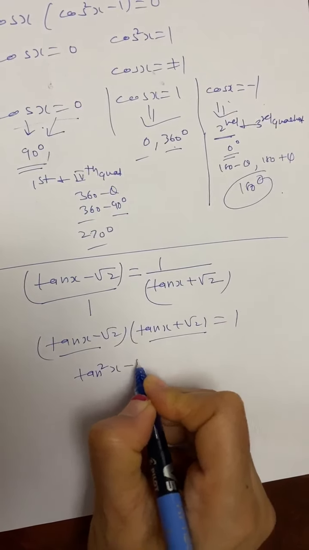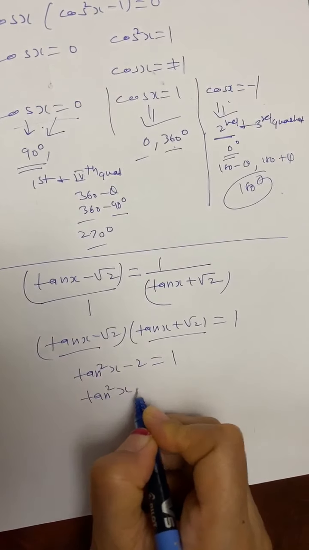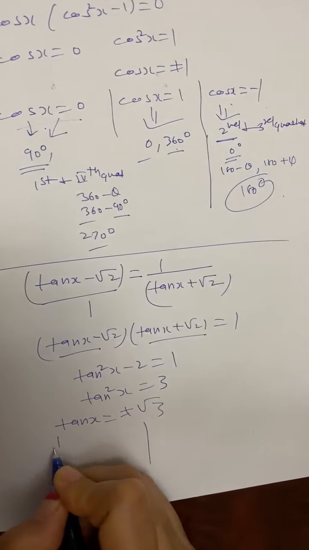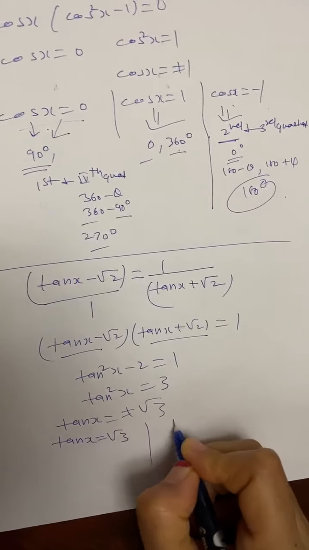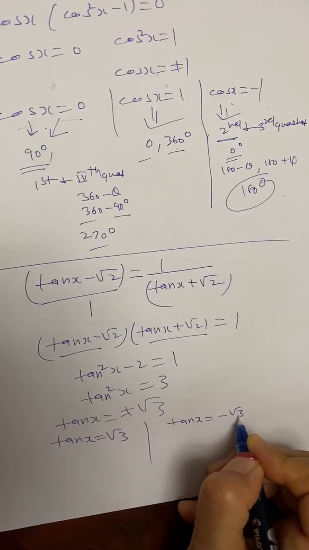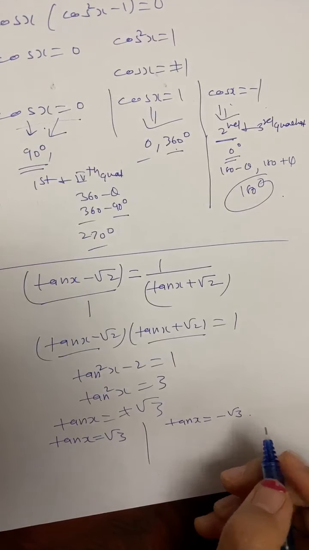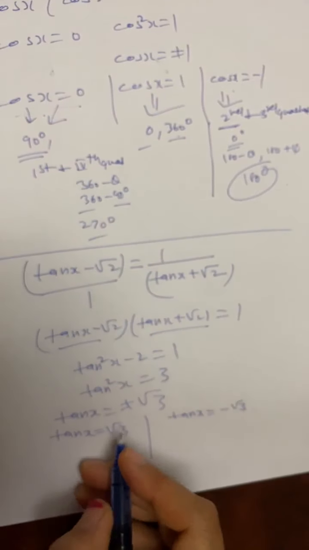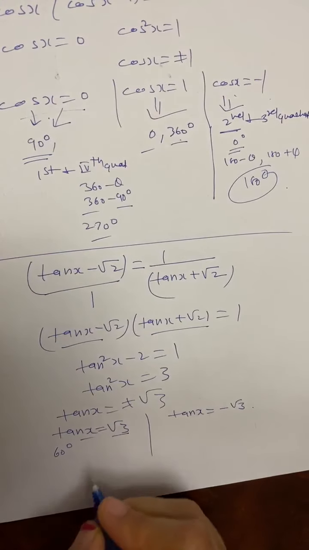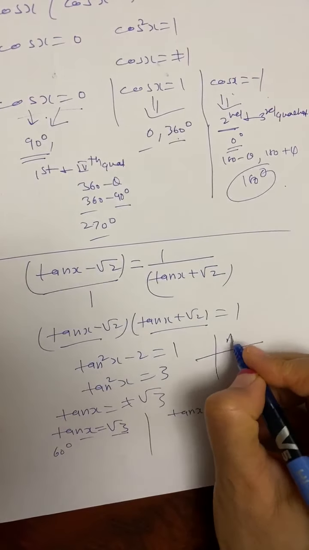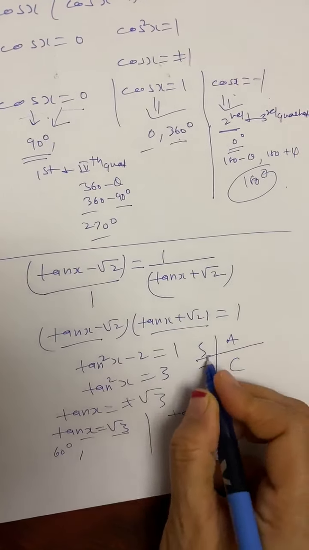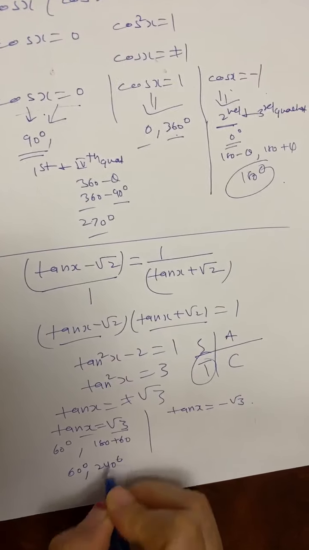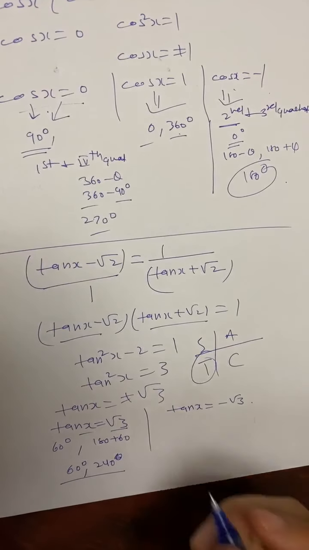So that's tan square x minus 2 is 1, and tan square x is equal to 3. So tan x is equal to plus minus square root of 3. So you got tan x is equal to square root of 3, and tan x is equal to negative square root of 3. Now when tan x is equal to square root of 3, again from the table, you can see it's 60 degree. So here this is 60, and tan x positive is in first and third quadrant, and third quadrant is 180 plus 60, so 60 and 240 degree. You can all check using calculator also.